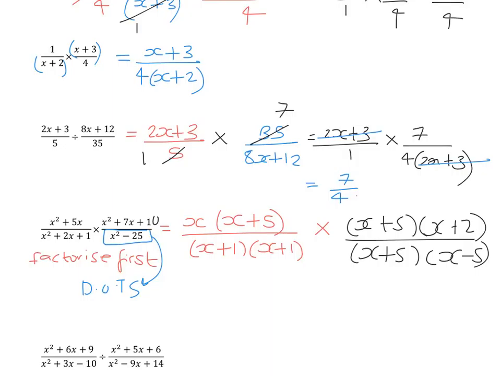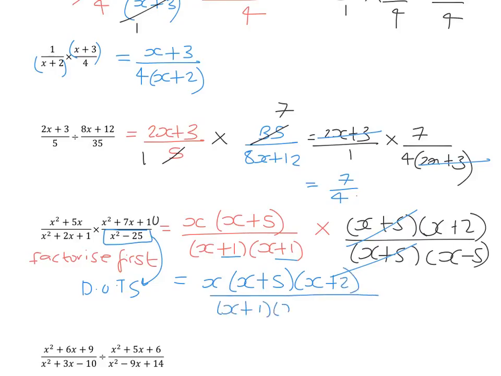We can now cancel down any common factors. One of these x plus 5's in the numerator will cancel with the x plus 5 in the denominator. We can't cancel them both, we can cancel one of them. There are no other common factors that cancel down. Don't be tempted to try and cancel down these two brackets here. And the final answer we can write as x plus 5, x plus 2 in the numerator, and in the denominator, x plus 1, x plus 1, and x minus 5. And we do not need to try and expand any of these brackets or multiply any brackets out. We can leave this exactly as it is.